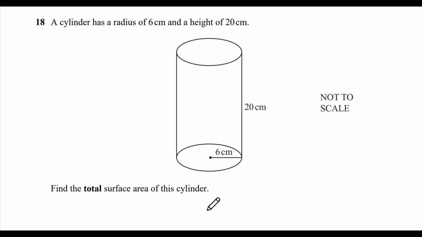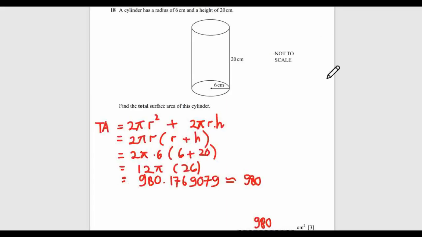Alright, let's check out the answer, guys. So the answer will be 980. So how do we get that? The formula for the surface area of a cylinder is the area of a circle, top and bottom, so 2 pi r squared, plus the area of the curved side, which is the perimeter of the circle, if we open this, times the height, 2 pi r h. Now, we simplify this formula, factorize 2 pi r, and we have r plus h.